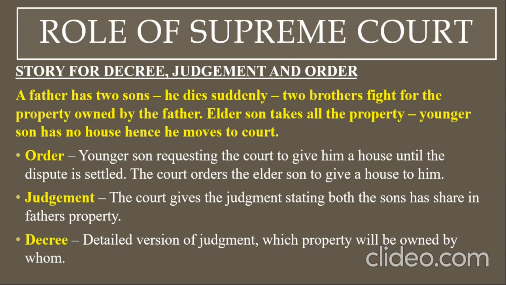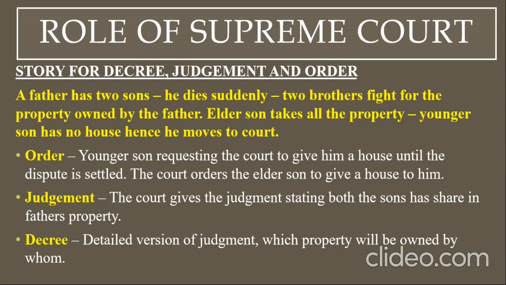So now you have to go another step, like say decree. That's what a decree is. Now a decree is a detailed version of a judgment. So which property will be taken by whom? For example, some property may be in a city area, or some property may be located in a very backward area. So depending upon the geographical location of the property, the value of the property might change. So a decree is a detailed version of the judgment saying which property will be owned by whom.